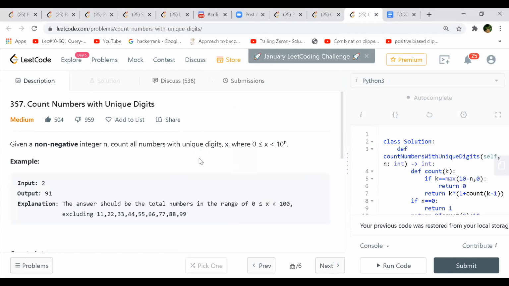So before going into this, let me ask Harshit. Harshit, is it possible to solve this using digit DP? Count numbers using unique digits. So we are given n, right? And n is the power of 10. I mean, I have the range.